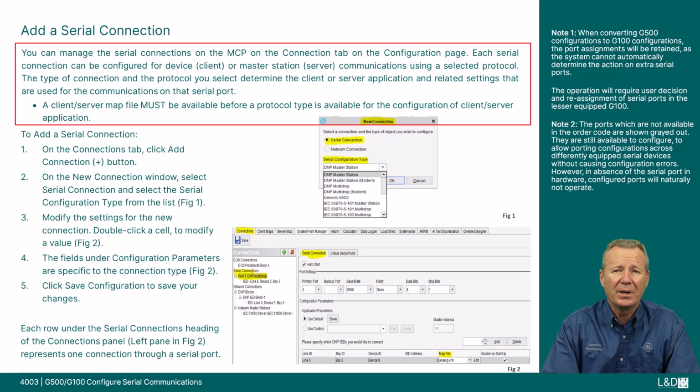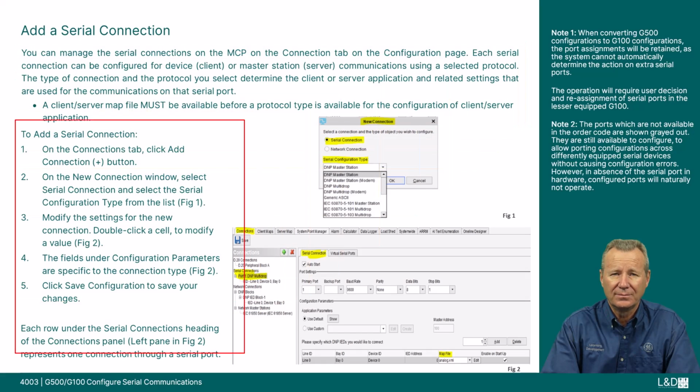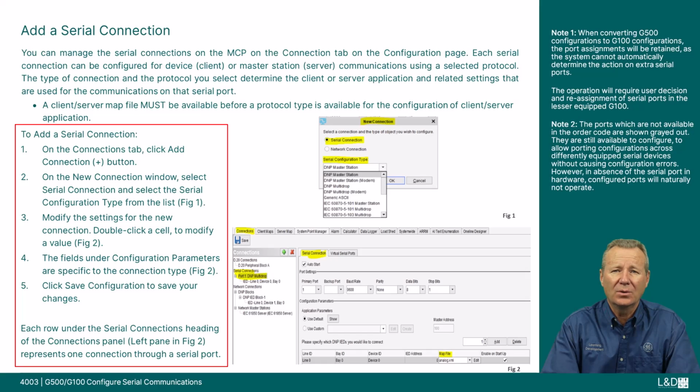A client-server map must be available before a protocol type is available for the configuration or client-server application. To add a serial connection, on the Connections tab, click the Add Connection + button. On the New Connection window, select Serial Connection and select the serial configuration type from the list. Modify the settings for the new connection. Double-click a cell to modify a value. The fields under Configuration Settings are specific to the connection type. Click Save Configuration to save your changes.